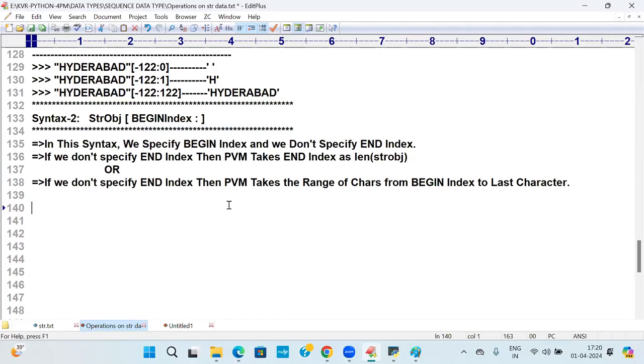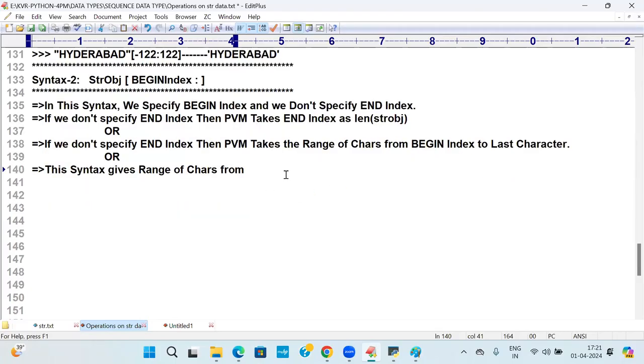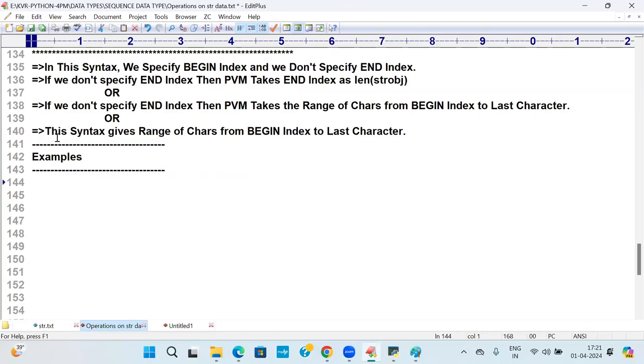Is it clear? So this syntax will take the data from the first index character to the last character. This syntax gives the range of chars from the begin index to the last character. That's all. I am going to give you examples here.